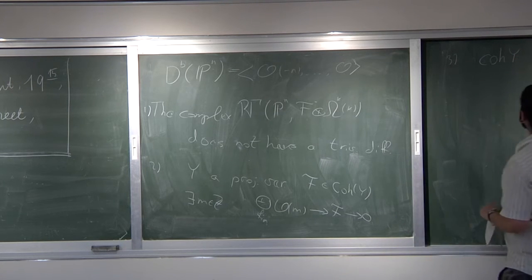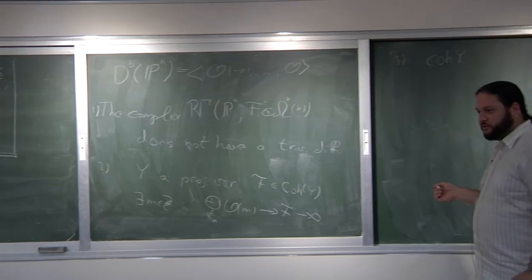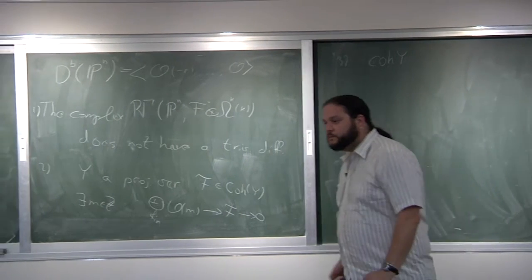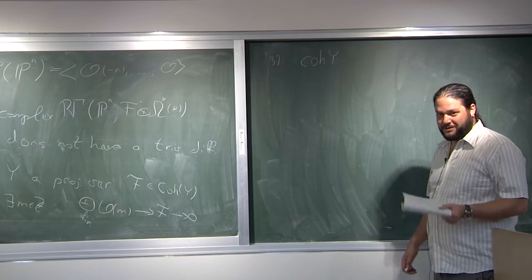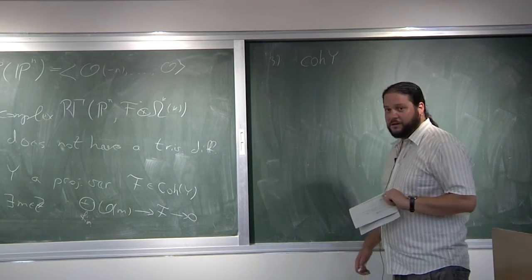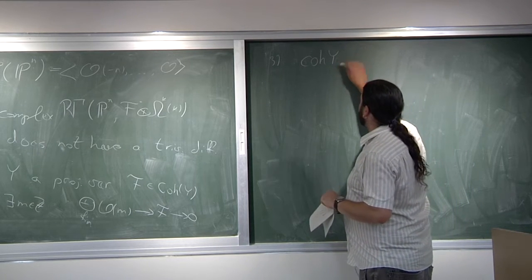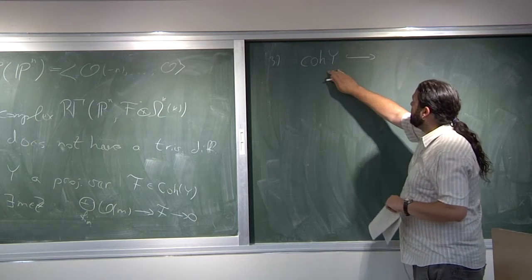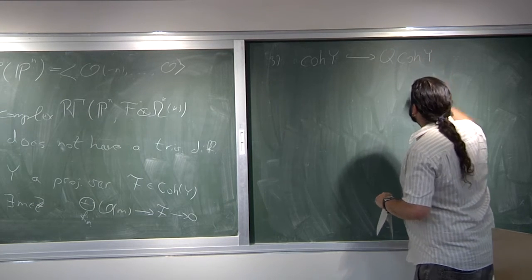Coherent Y. Do you mean flats or projectives or something like that? Flats and projectives, you will always have enough, but that's for the left derived functors. For the right derived functors, you need the injective resolutions. Pardon? You need quasi-coherent, exactly. Exactly. That's exactly the point. So you always have the coherent sheaf as a full subcategory of the quasi-coherent sheaves.